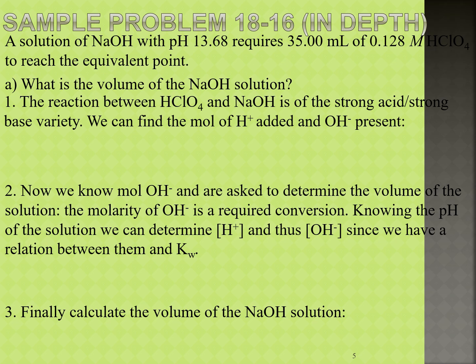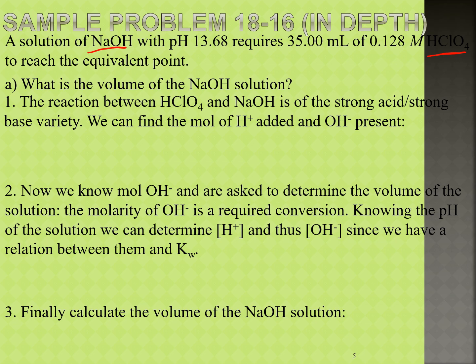All right, so we have some sodium hydroxide, and it requires 35 mL of 0.128 molar HClO4. So we have a strong base and a strong acid. Number one, it asks, what is the volume of the NaOH solution? As it says in number one, this is a strong acid, strong base titration. So what we want to do is find the moles of H plus that we added, and that'll give us the moles of OH minus that were present.